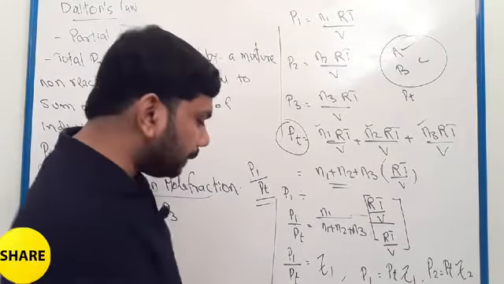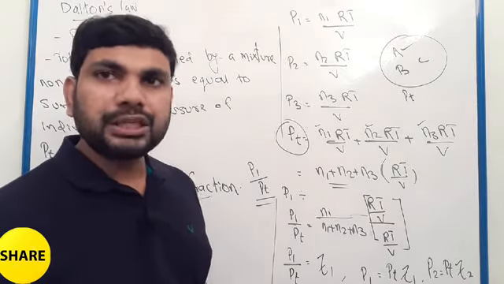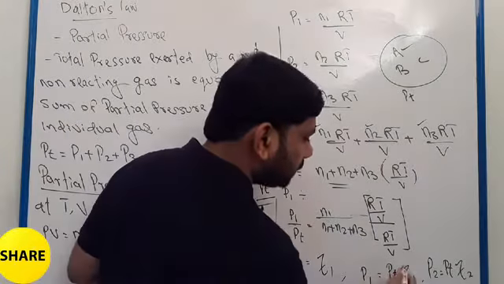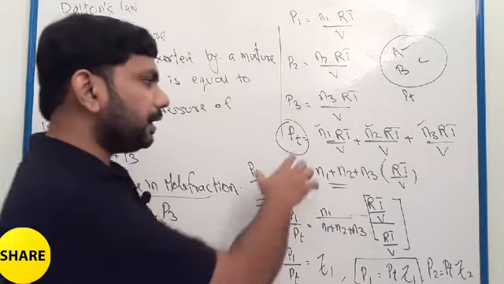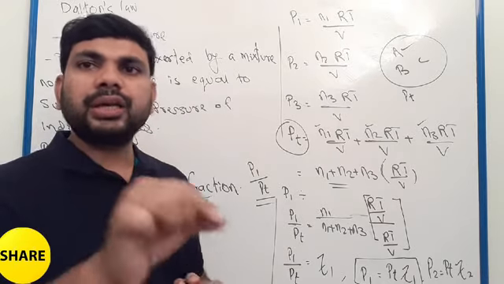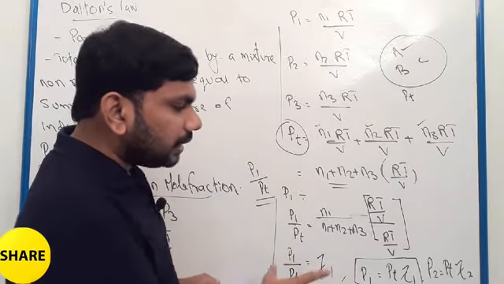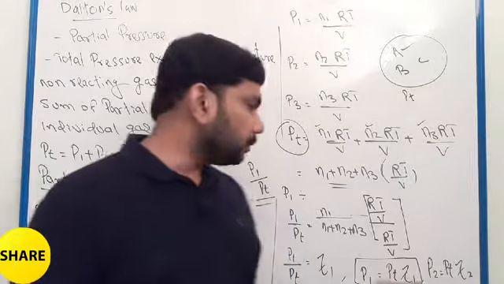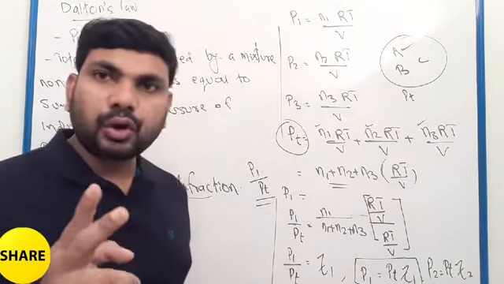So bring PT over here: P1 equals PT times chi 1. Clear? This is the equation, P1 equals PT times chi 1. Similarly, you can do this as homework: do P2 divided by PT the same way. Finally, you get P2 equals PT times chi 2, where N2 divided by N1 plus N2 plus N3 is the mole fraction of the second component, chi 2.